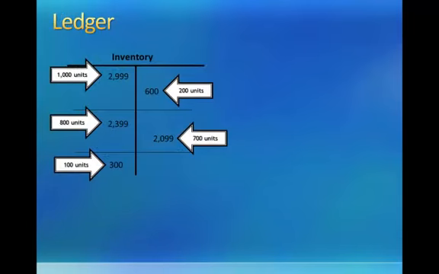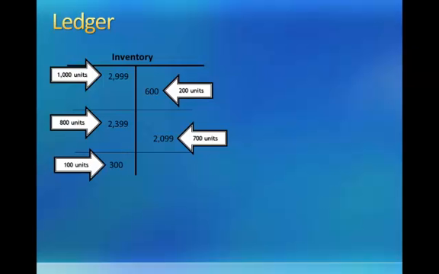To review our ledger related to inventory, we purchased 1,000 units. We returned 200 units, which left us with 800 units available for sale. We sold 700 units, which means we have 100 units left in inventory.